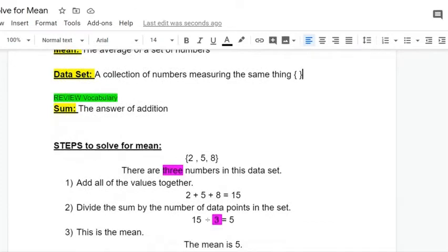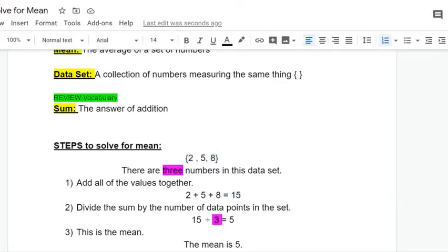So, steps for solving the mean. This is my data set. I have 2, 5, and 8, which means there's 3 numbers in my data set: one being 2, second one being 5, third one being 8. The first thing we do to solve for mean is add all of these values together. So 2 plus 5 plus 8 equals 15, and I have my 15 right there.